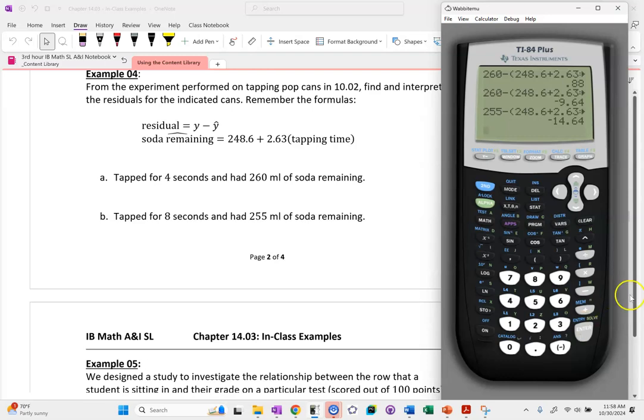What does this mean? Well, remember, this is not the amount of soda remaining in the can. This is the residual. So this can of soda contained 14.64 milliliters less than predicted.